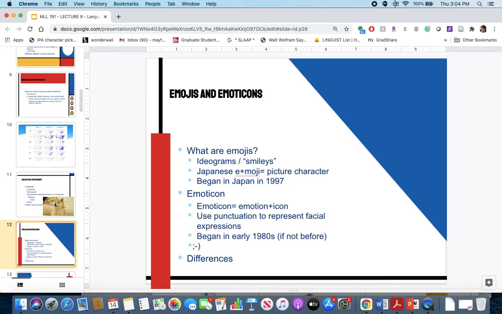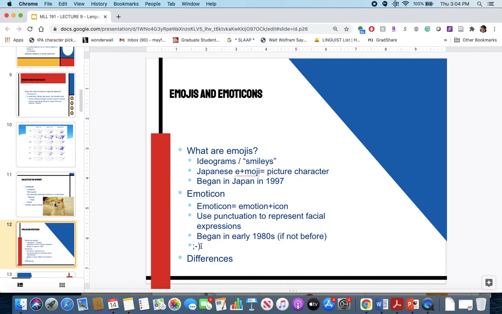So let's talk about emojis. Emojis come from the Japanese electronic moji, or it's like a picture character, right? So it began in 1997. They'll use these smileys to indicate whatever emotion that they're feeling. This is very similar to emoticons. So emoticons, instead of using these pictures, would use punctuation. And so this began a little bit earlier. So, for example, you could use a semicolon and a dash and a parenthesis to make a smiley face.